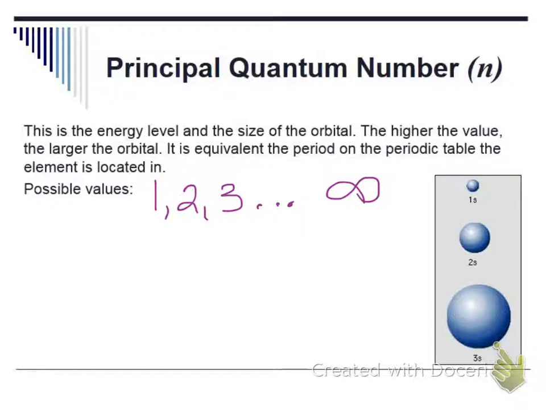It corresponds when we're doing this with the coefficient in front of it. So this is a 1s, this is a 2s and 3s, and notice how much bigger they get as you go. This is energy level 1, so that would basically be only hydrogen and helium. They're the only things that are just in energy level 1.